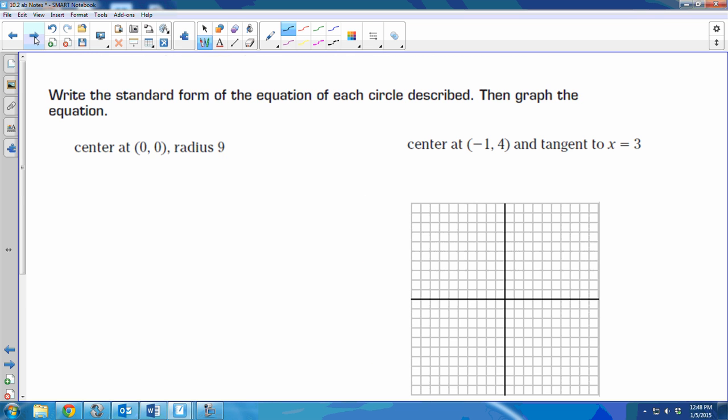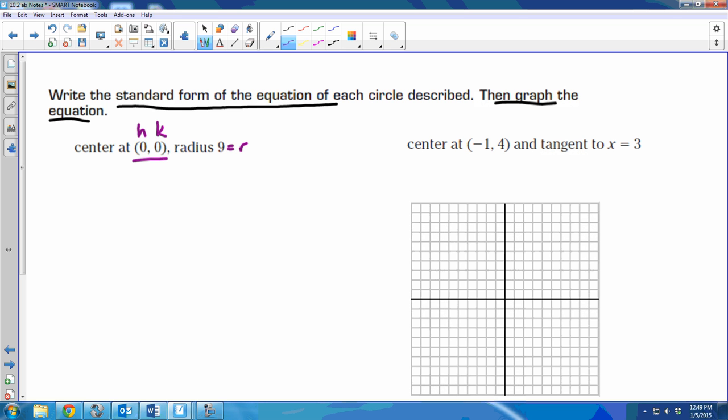Okay. First example, really easy. Write the standard form of the equation, then graph the equation. Should be no problem on the first one. It tells us the center is at 0, 0, so that is h, k. We already know those. And it tells us the radius is 9. So that's r. And that's all I need to use in my equation: h, k, and r.